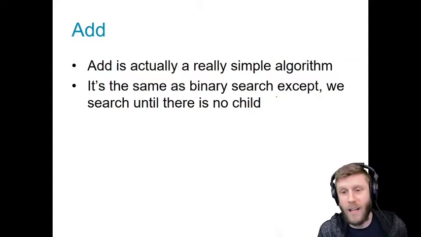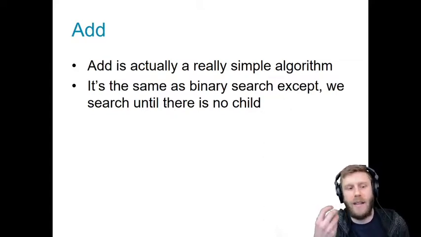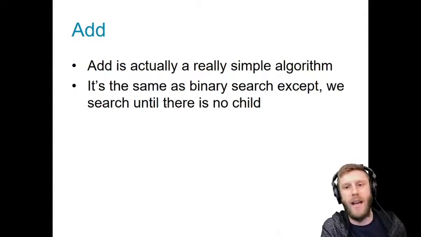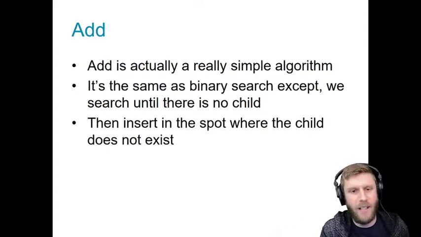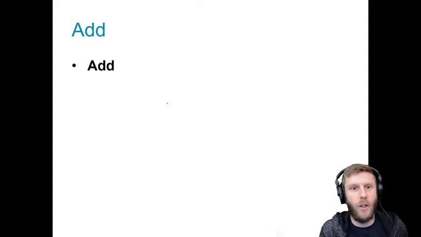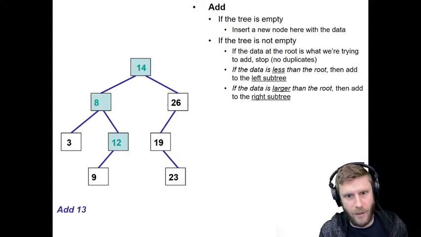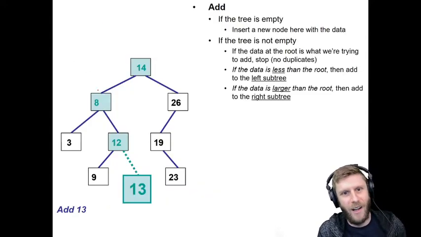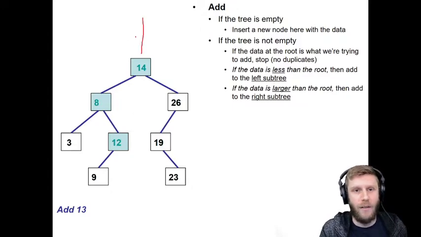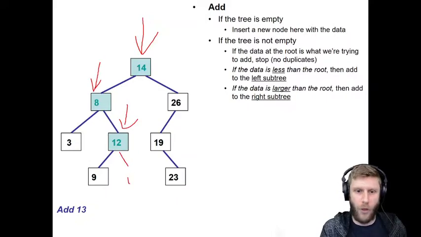Just do the binary search until the child doesn't exist, and then it must go there. If that doesn't make sense, I'll show you an example. Okay, perfect. I want to add 13. All right, 13's less. 13's greater. 13's greater. Oh, nothing's here. 13 must go here. Fantastic.